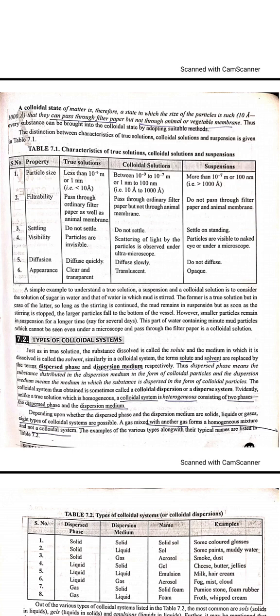In colloidal solutions, scattering of light by particles is observed under ultra microscope. Then in suspensions, particles are visible to naked eye or under a microscope. On the basis of diffusion, true solutions diffuse quickly, colloidal solutions diffuse slowly, suspensions do not diffuse. Now our last is on the basis of appearance. True solutions are clear and transparent, colloidal solutions translucent, and suspensions opaque.